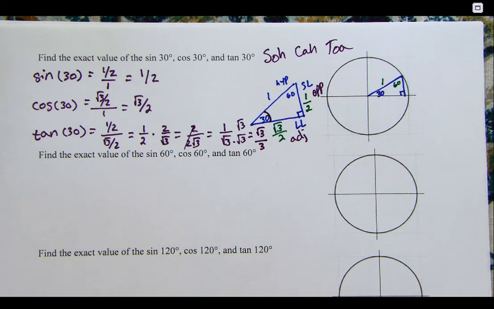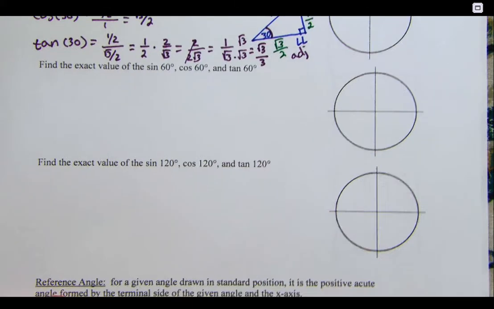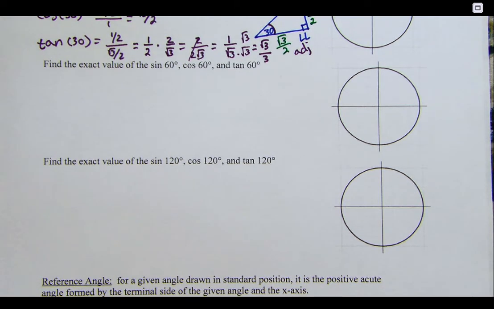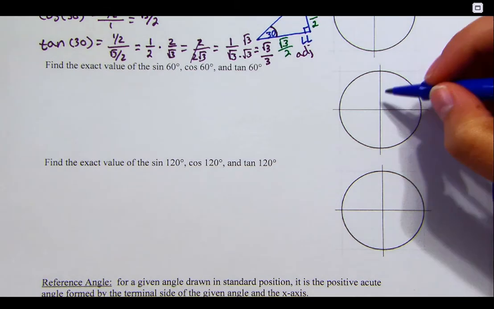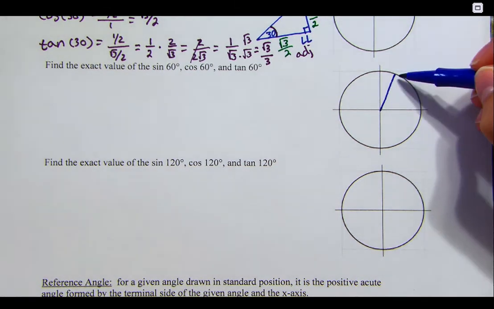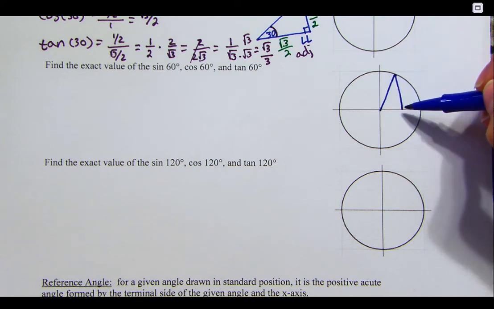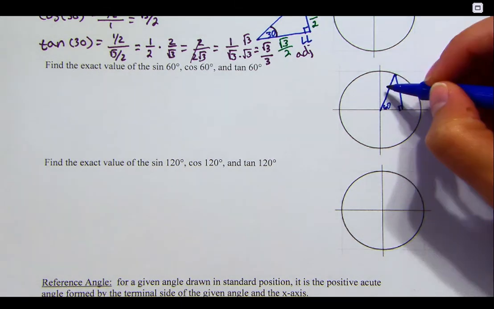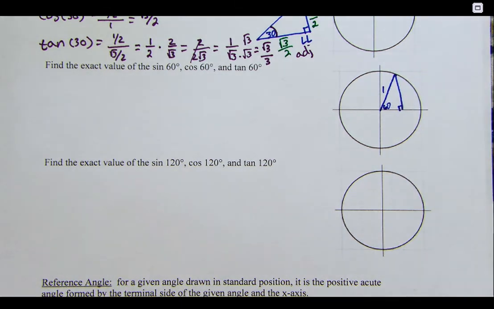All right, so next we have the sine, cosine, and tangent of 60 degrees. So again, we're going to start by drawing that angle in standard position. So 60 degrees would be right about here. And again, I'm going to draw my triangle back to the x-axis. So this was 60. And again, the hypotenuse is 1 because we're dealing with a unit circle.